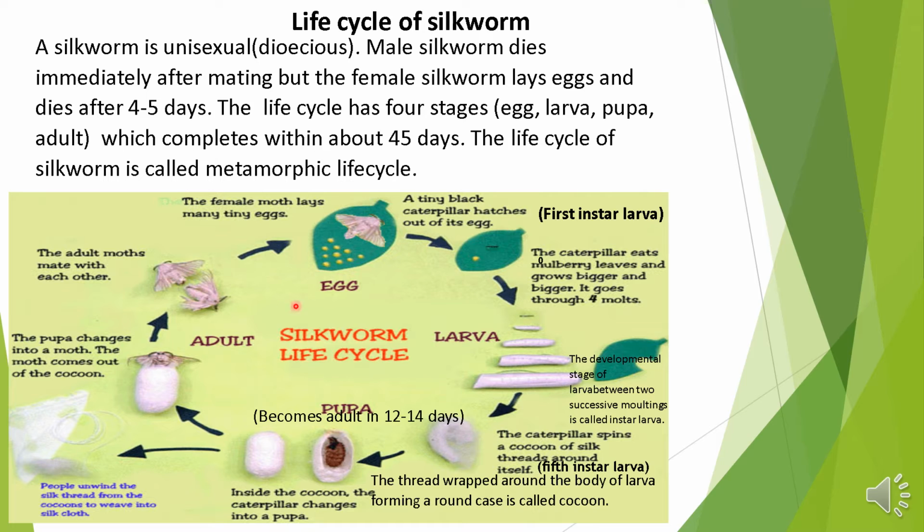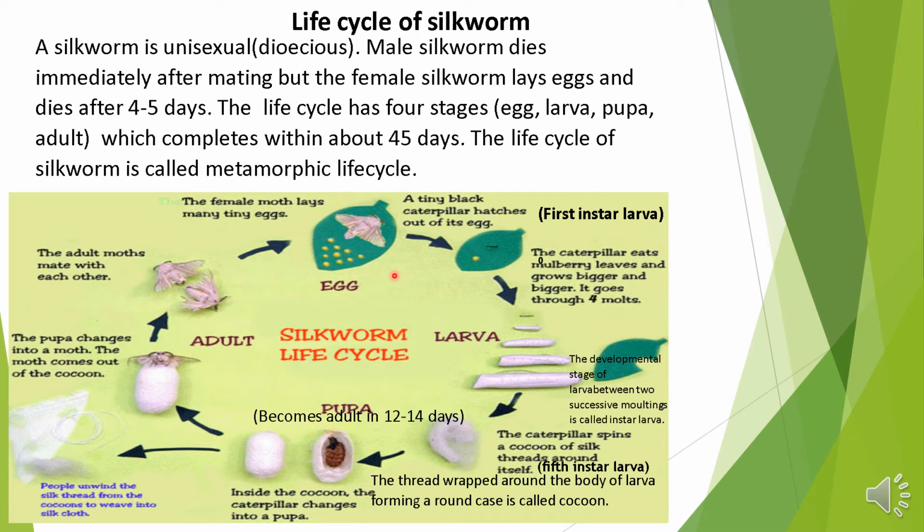The life cycle of silkworm is also known as metamorphic life cycle. It is called so because the life cycle of silkworm completes within 4 different stages. That's why it is called metamorphic life cycle. During the egg stage, the adult female silkworm lays eggs on the mulberry leaves. About 300 or more than 300 eggs are laid on the mulberry leaves, and the eggs are hatched into larvae after 10 to 12 days at the temperature of 25 degrees Celsius.